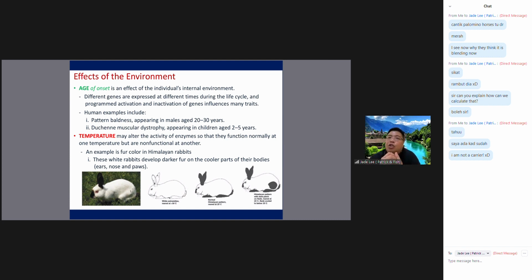Yeah, and then Duchenne muscular dystrophy appearing in children aged 2 to 5 years old. And temperature may also alter the activity of enzymes so that they function normally at one temperature but are non-functional at another. So an example is the fur color of Himalayan rabbits. These white rabbits develop darker fur on the cooler parts of their bodies. Contohnya dekat ears, nose, and paws, because kawasan itu dia lebih sejuk. Okay, and this is what we call the effect of the environment. All right.